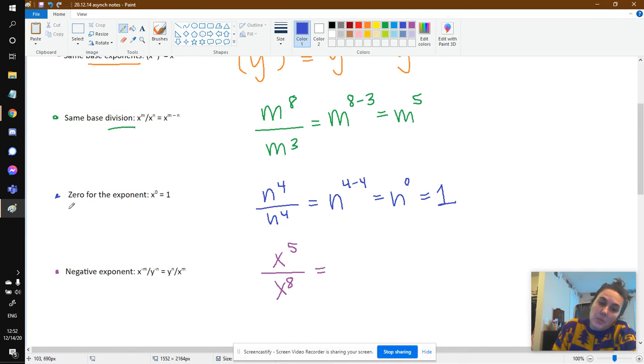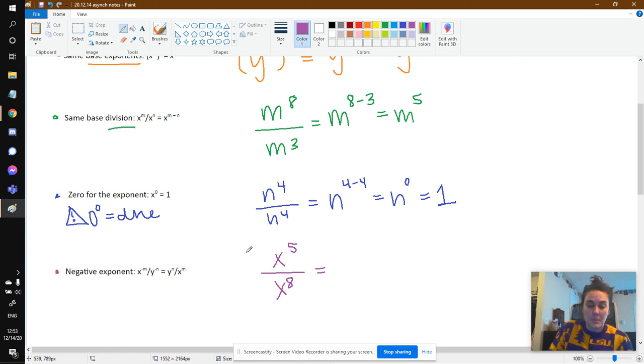The only time this rule doesn't work, so danger, is 0 to the power of 0. We're going to say it doesn't exist for right now, and then we'll get into that eventually. But anything to the power of 0 besides 0 is 1.